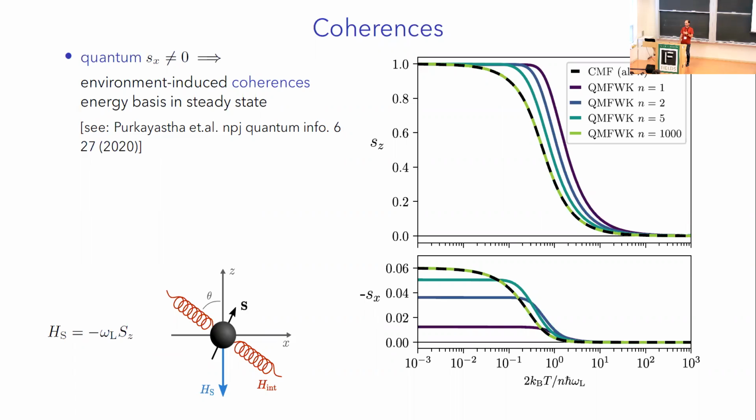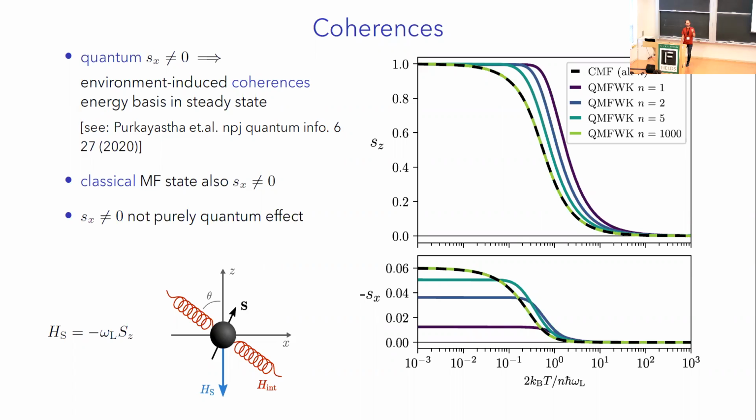But the point is, in all these cases, there are coherences in the steady state. Now, what's more interesting is that if you look at the black dashed line, which is the classical mean force prediction, there is also an Sx different from 0, and it can even be larger than the quantum one. This is interesting because it tells us that the expectation value of X being different from 0 is not entirely a quantum effect.